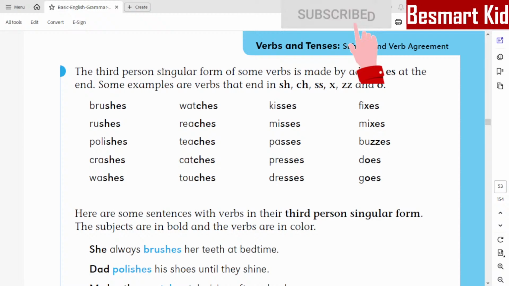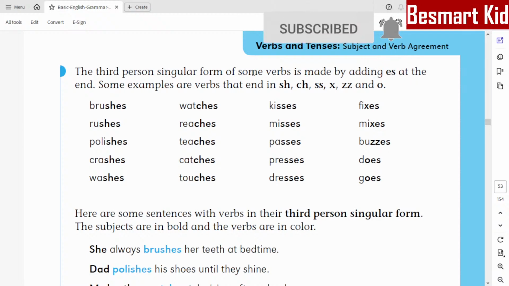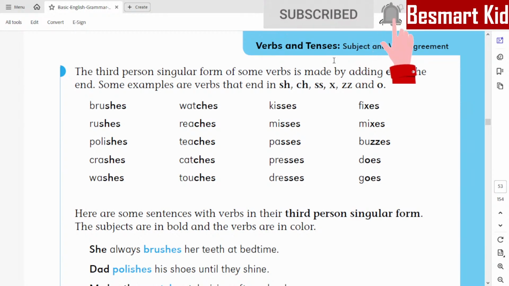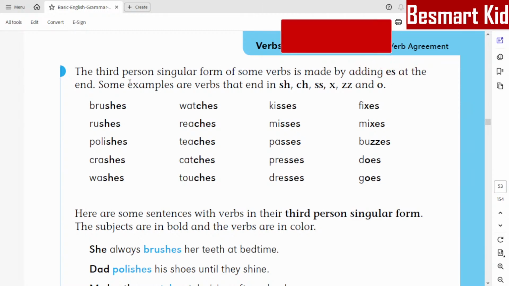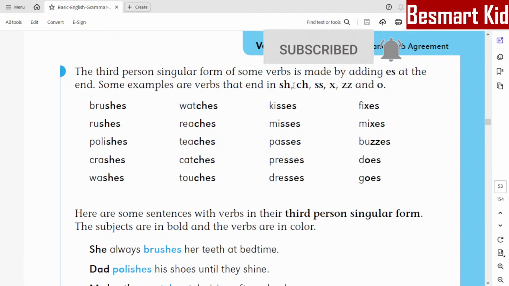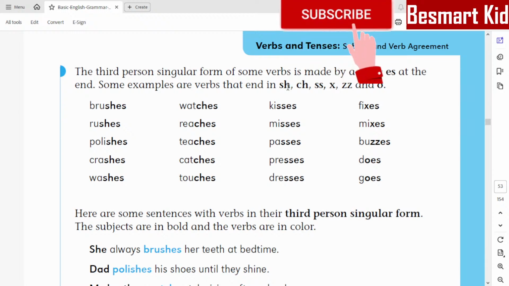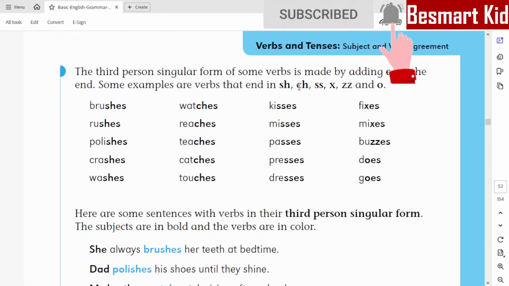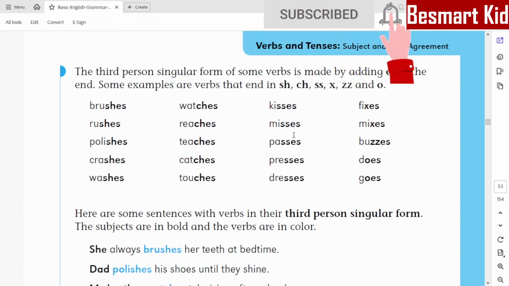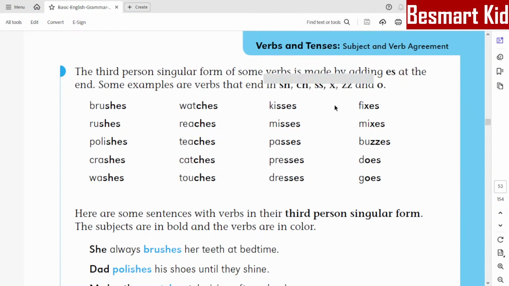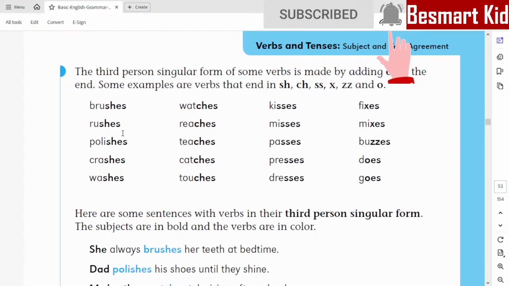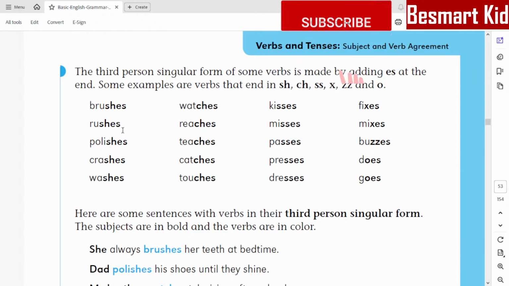The third person singular form of some verbs is made by adding es at the end. Some examples are verbs that end in sh, ch, double s, x, double z, and o. Don't forget to repeat after me.